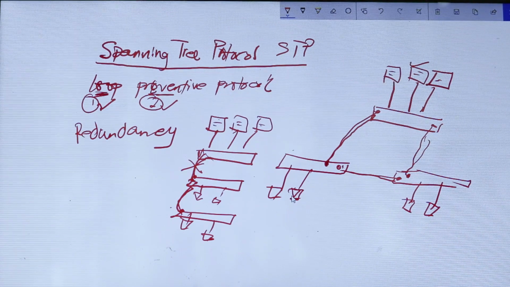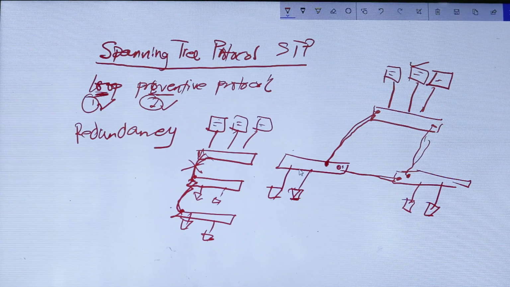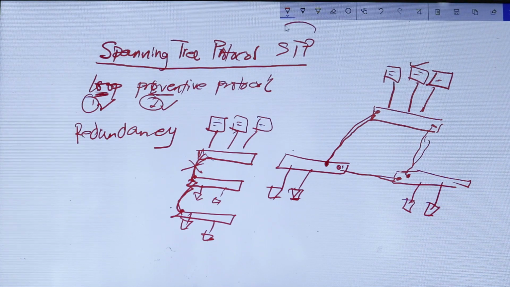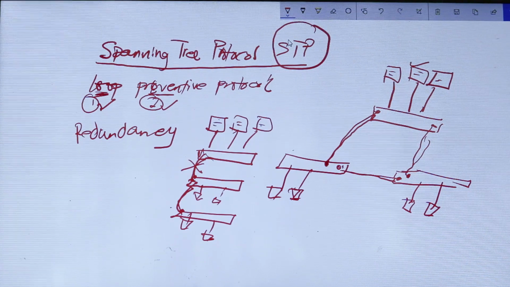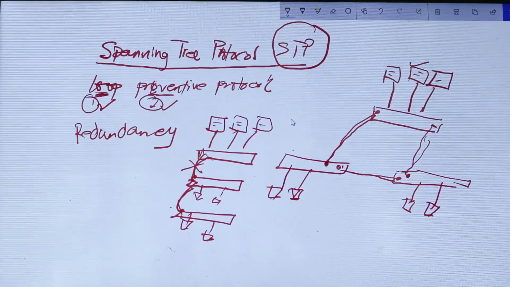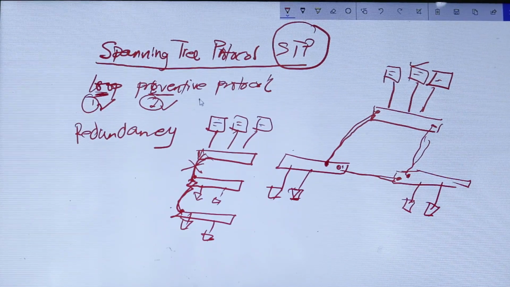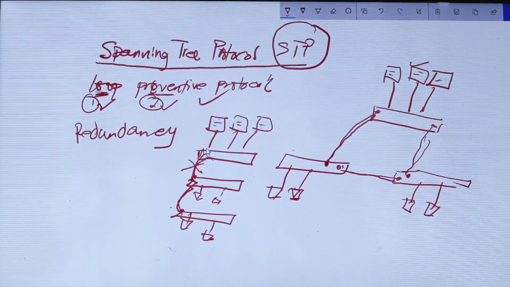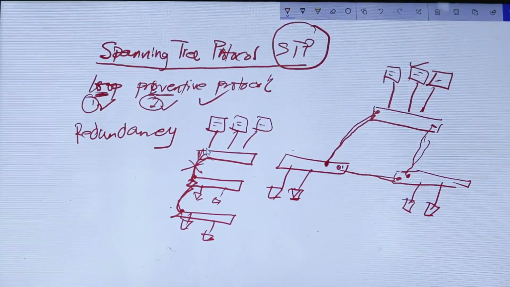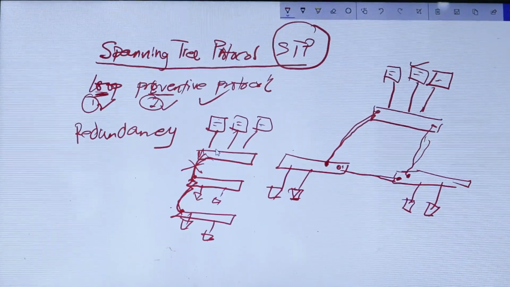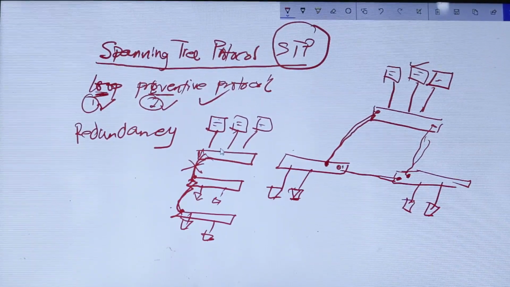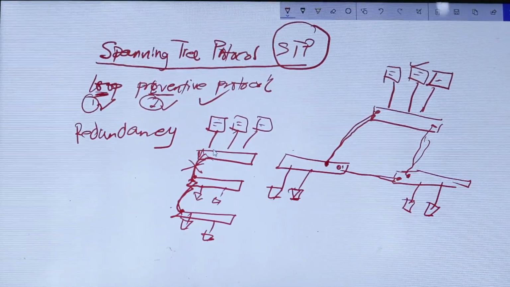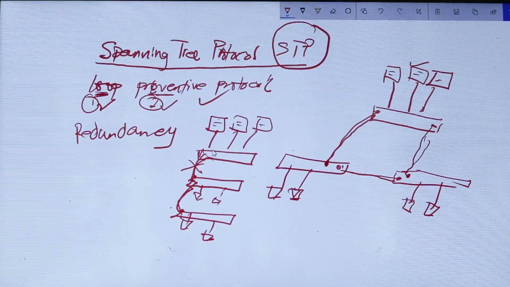Does it mean we shouldn't create redundancy? Okay, STP says go ahead, create your redundancy. I will come in to prevent the switching loop from happening. So that's the basic mission of STP. Go ahead, create your redundancy. I'll come in to prevent the switching loops. But first of all, let's see how loops occur. Switching loops, let's see how they occur.